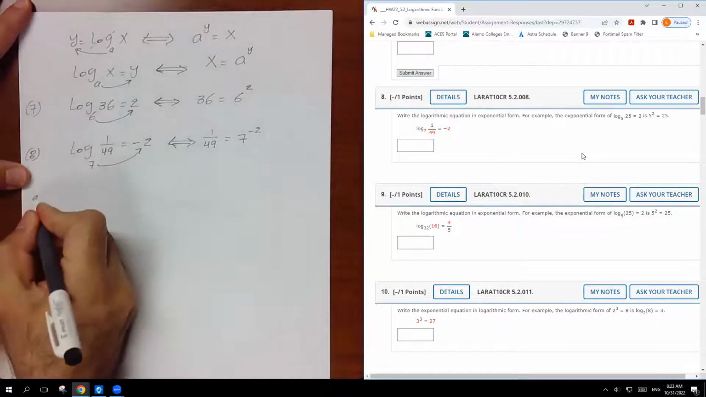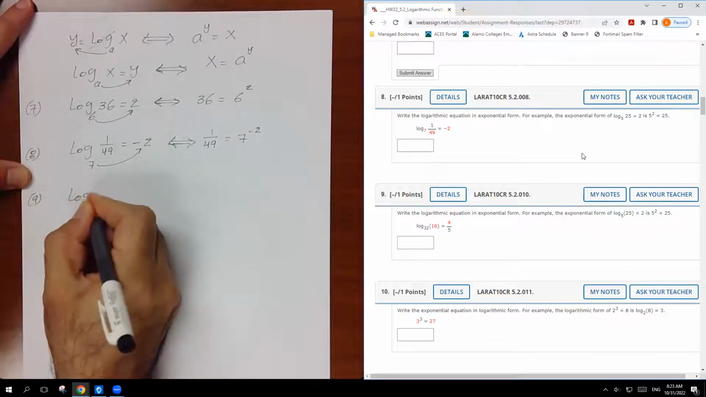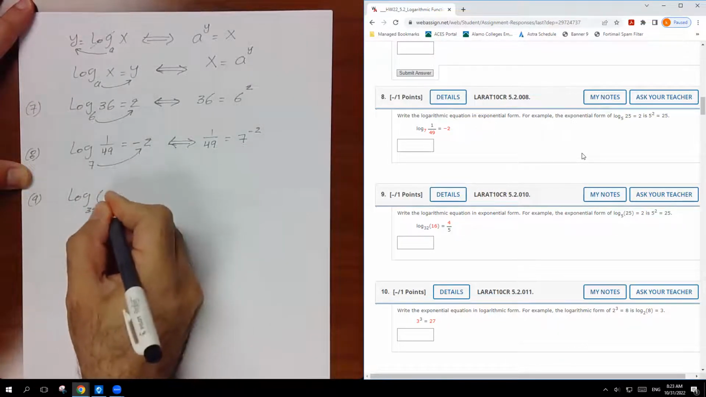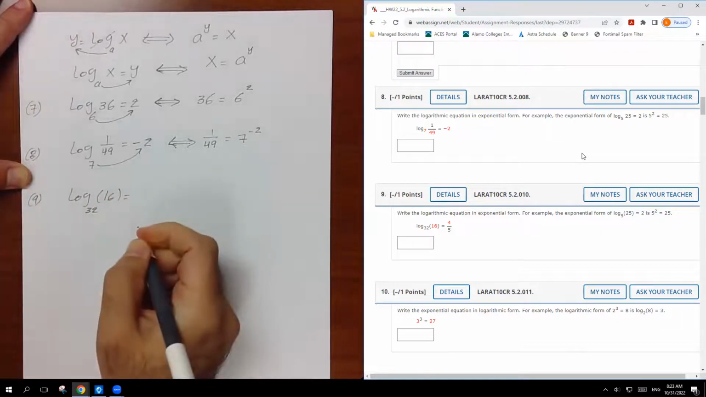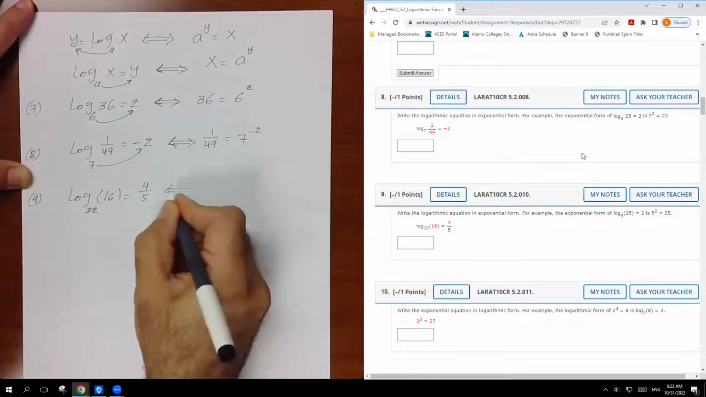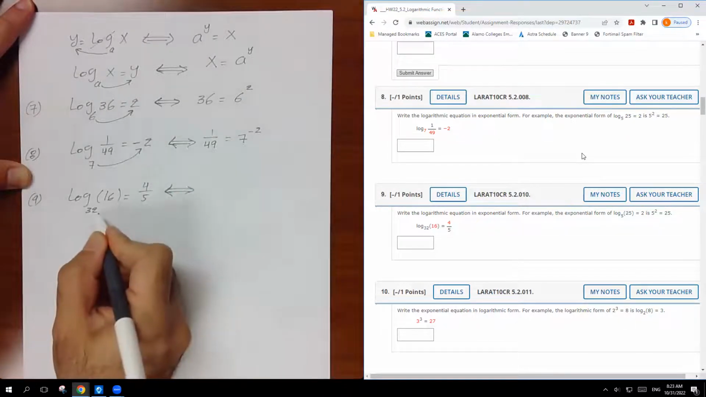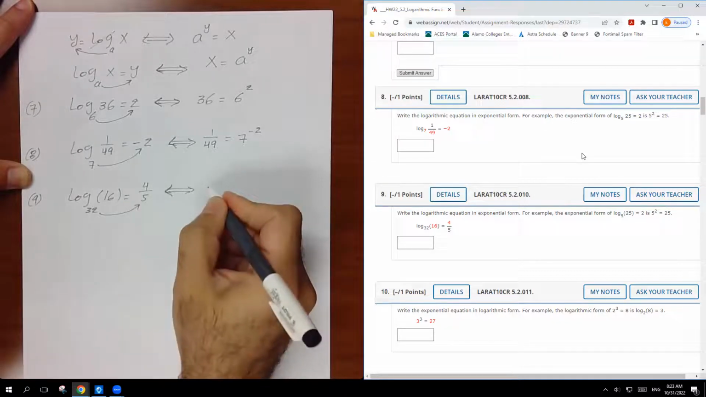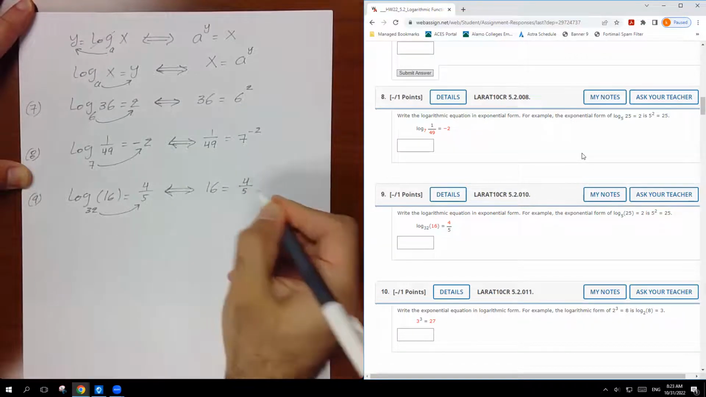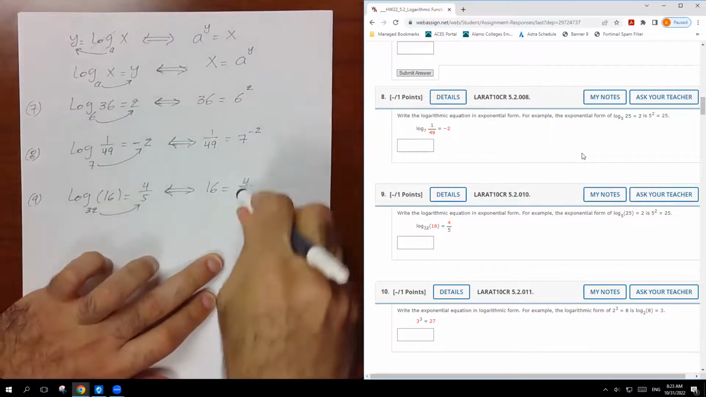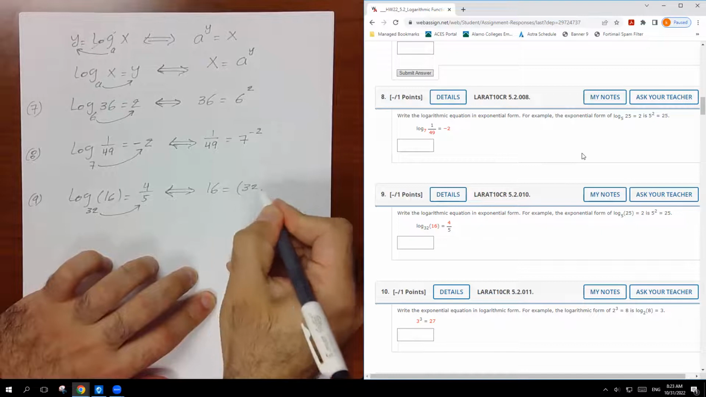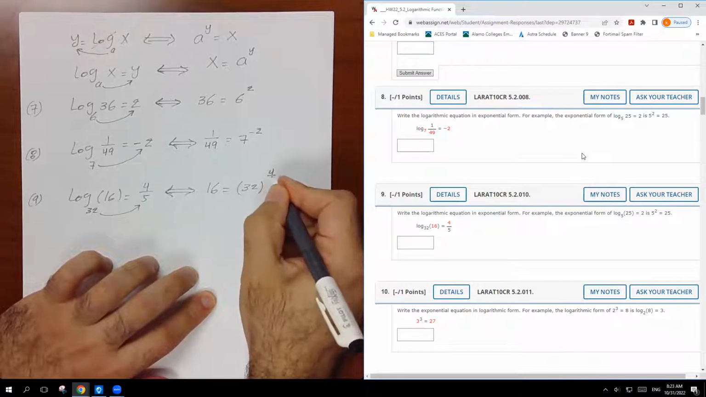We have the log form, log to the base 32 of 16 equals 4 over 5. So this is the same thing. That means you're going to move the 32 to the other side. The left here is going to be 16 equals 4 over 5, and 32 is going to be the base. That means 32 to the power 4 over 5.